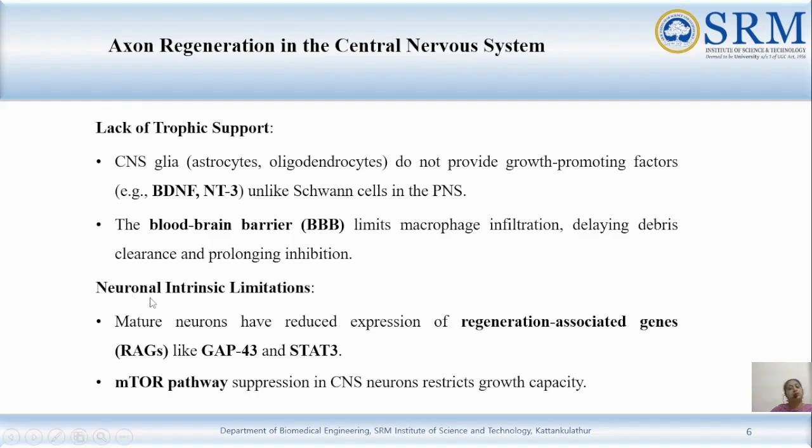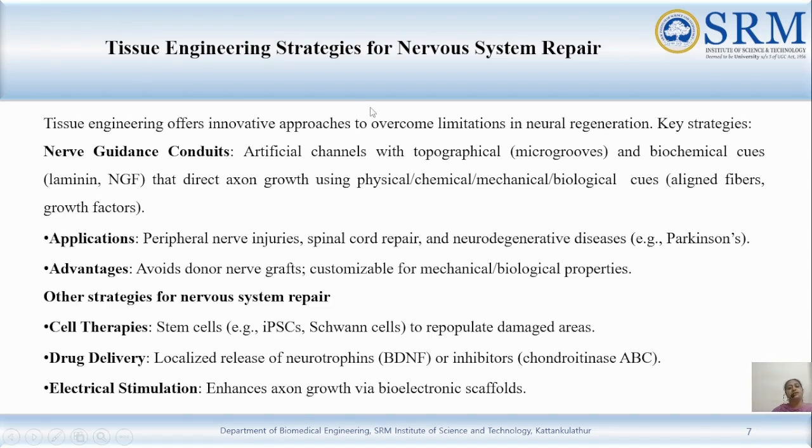Next, coming to the neuronal intrinsic limitations. Mature neurons in the case of CNS have reduced expression of regeneration associated genes, that is RAGs, like GAP43 and STAT3. And another reason is the mTOR pathway suppression in the case of CNS neurons, which restricts the growth capacity of the neurons. So what are the tissue engineering strategies that can help for nervous system repair?